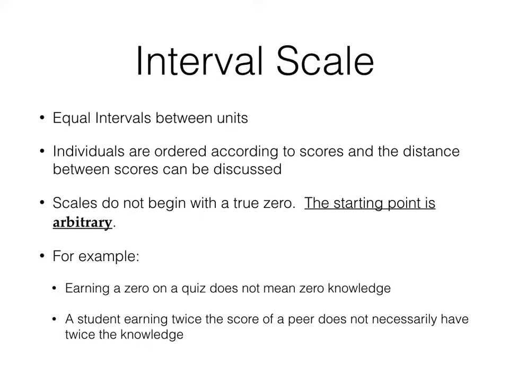So, for example, if you take a test or a quiz and you would earn a zero on that test or quiz, that doesn't necessarily mean that you have zero knowledge or that you don't know anything. It just means that you got a zero on that particular instrument measuring your achievement. So, similarly, if a person gets a 50% on a quiz or a test and someone else gets 100%, it doesn't necessarily mean that the person getting 100% knows twice as much as the person who got a 50%. So hopefully that makes sense.